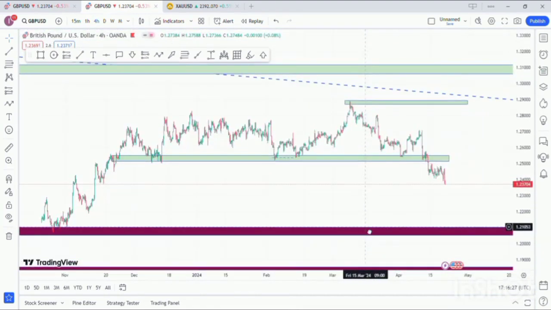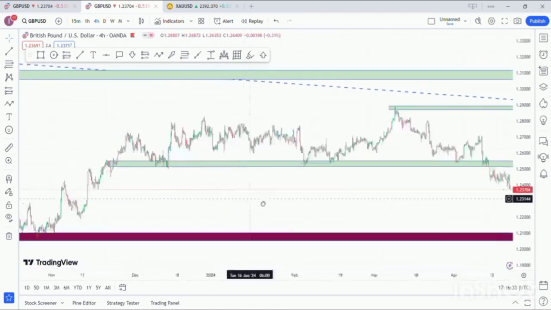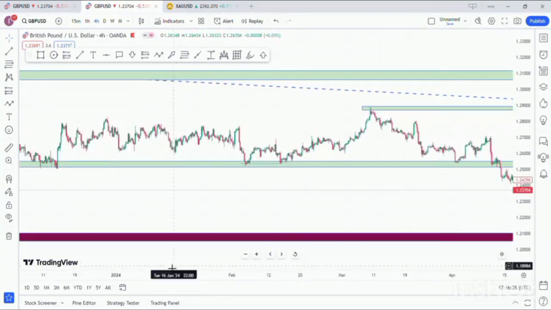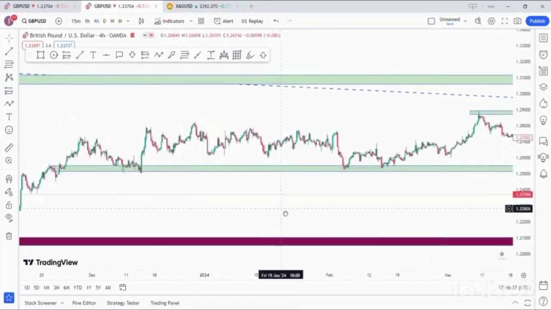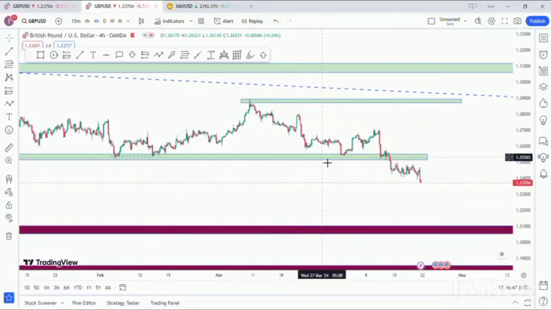There are some clear zones here. So this was the zone I talked about on the daily time frame. This was the support zone. I'm just going to zoom out so it's more clear and visible. Price has been respecting this support zone for GBP/USD for a while. It respected it here, it also respected it here, and it respected it here too before it broke out of it.